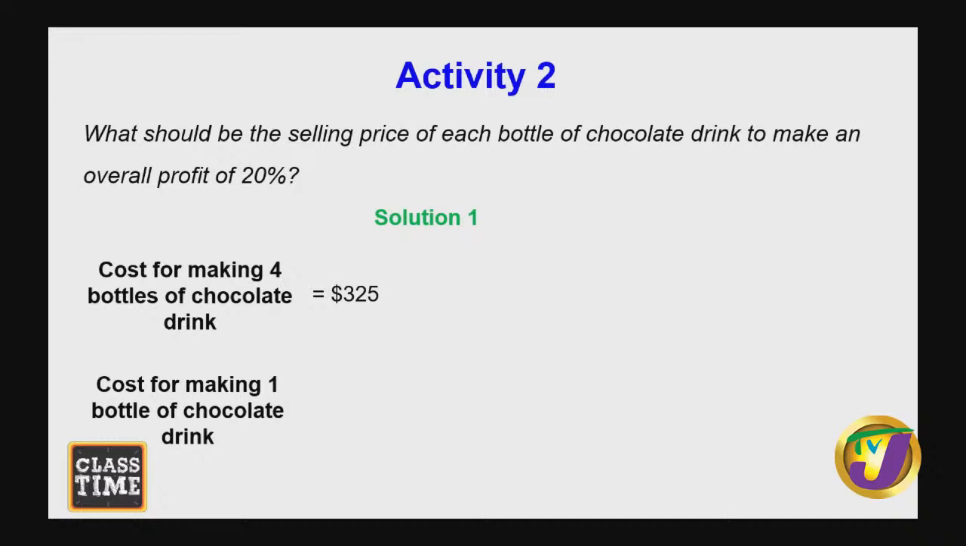So I think you said it earlier. I did. You did. So we could now divide by 4, and we find out that the cost for making 1 bottle of chocolate drink is actually $81.25. Not bad at all.